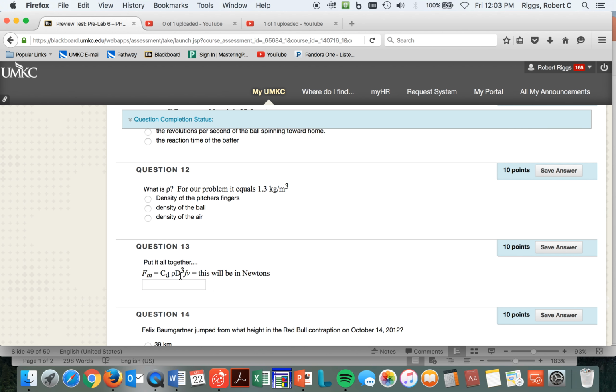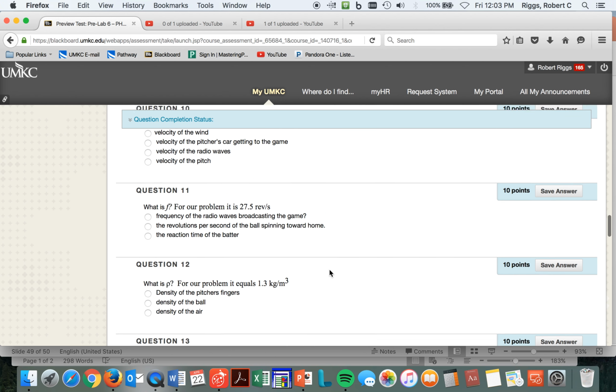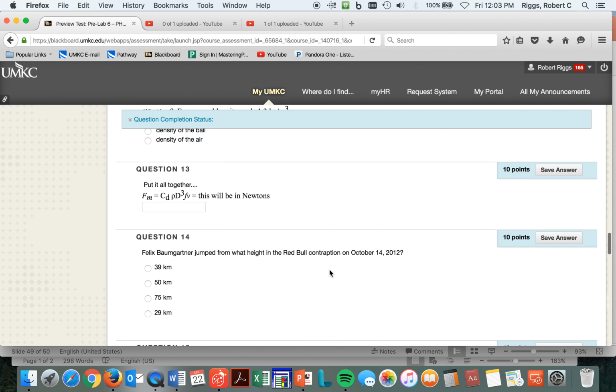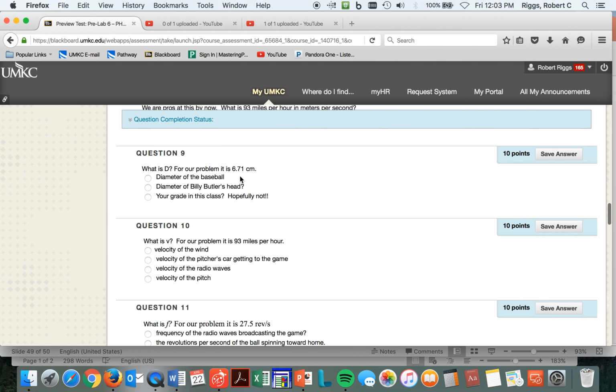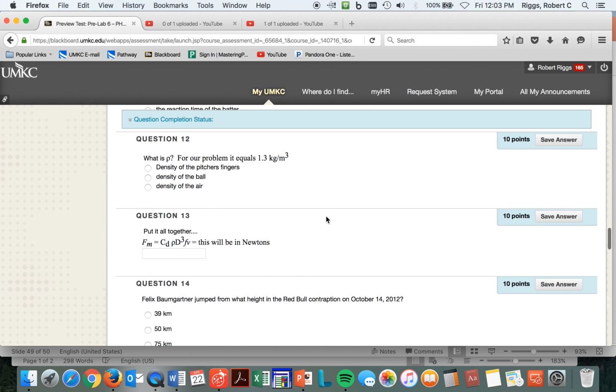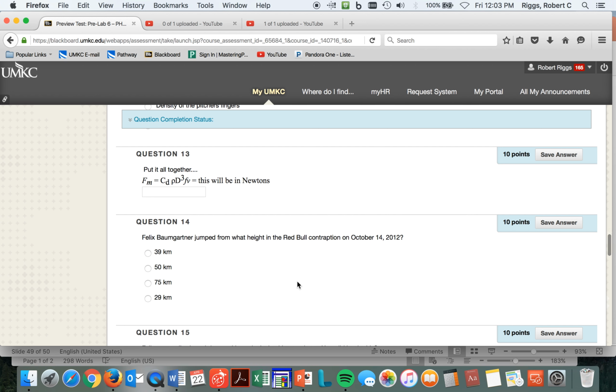Now remember, with that D cubed, that's going to be kind of tricky. So you can take the diameter. Did I give you the diameter of the baseball? Yeah, 6 points. Now remember, you've got to convert this to meters. Don't forget to do that. Convert that to meters.